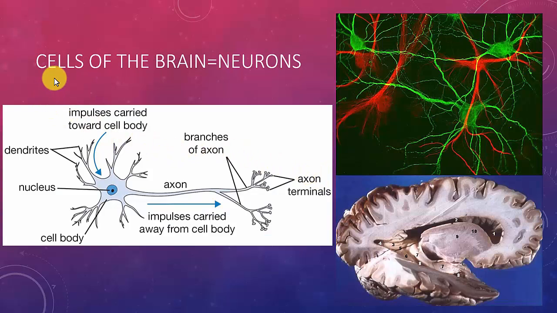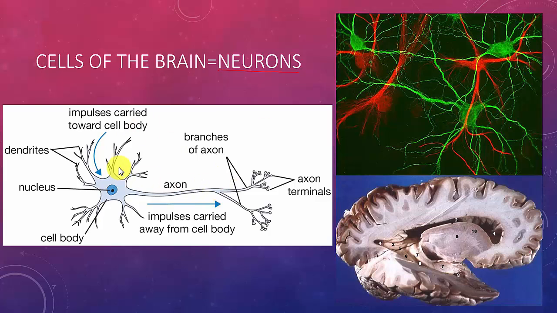So the cells of the brain. So what are each individual small tiny cells? What are those called? Those are called neurons. Okay, so the cells of the brain are called neurons, and they look like this. Okay, they also look like this when they've got dye running through them or when they're looking at a specific picture.